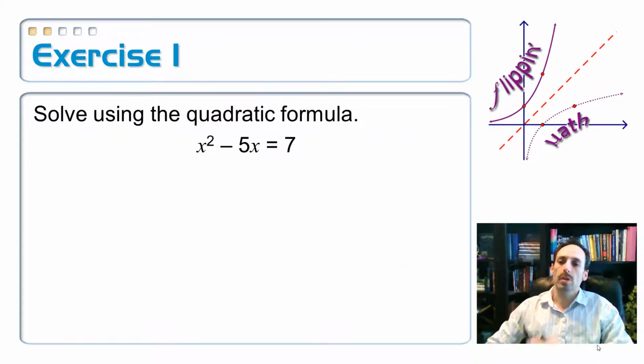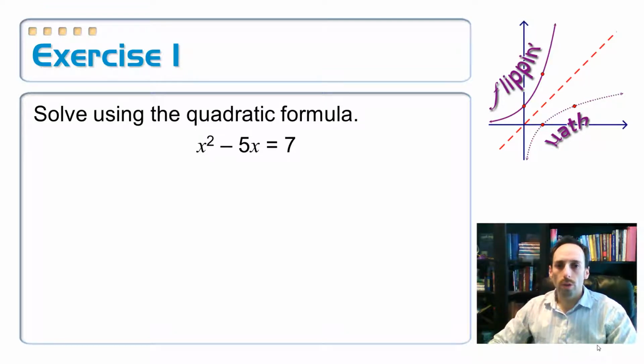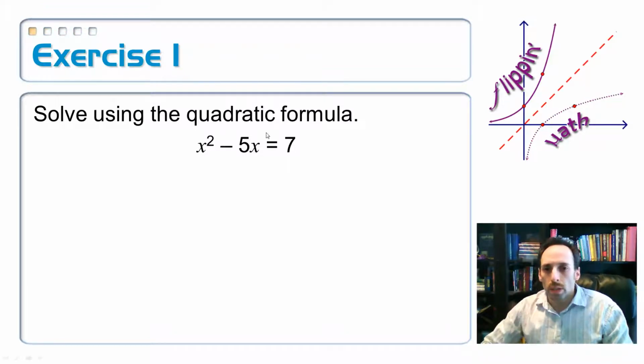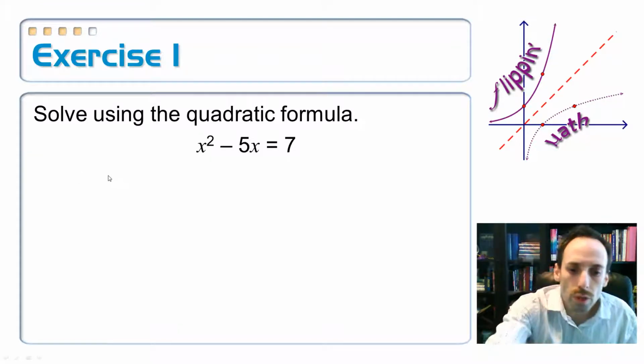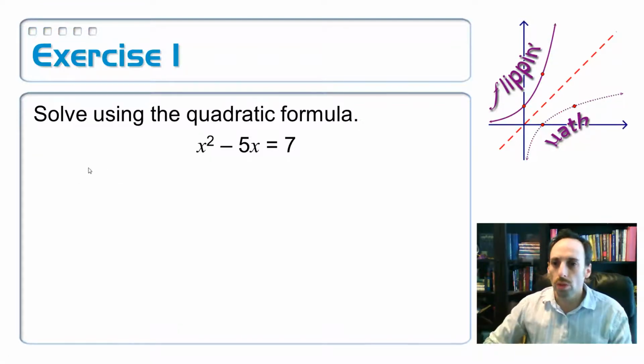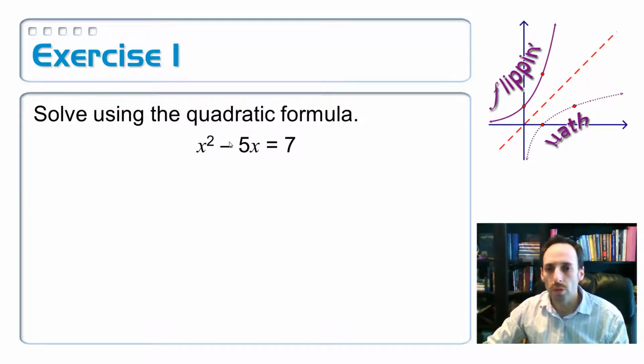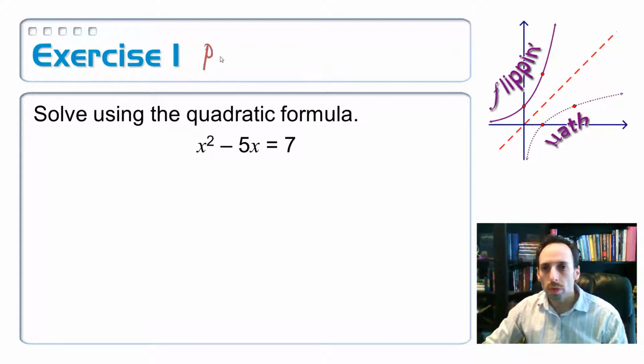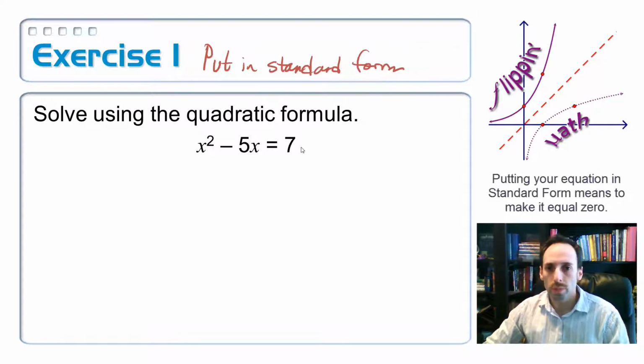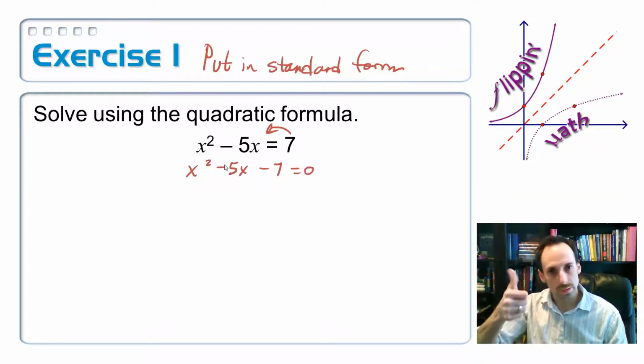Okay, so let's actually use the quadratic formula to solve a quadratic equation. Some people find it helpful to start listing out your a, your b, and your c. So looking at this equation, wait a minute, this equation is not in standard form. That's the first thing we need to do. Put it in standard form. What does that mean? It means make it equal to 0. So take this 7, subtract it over there. x squared minus 5x minus 7 equals 0.